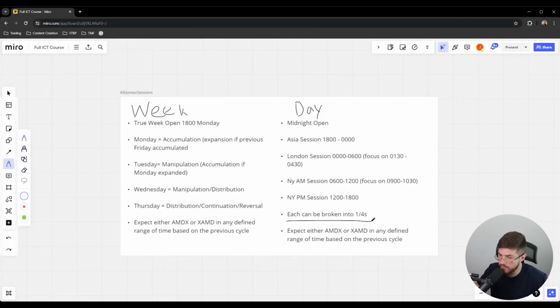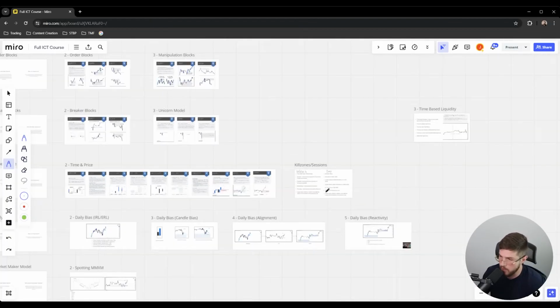Now, you can break all of these sessions down into fours as well. For example, you could go 6 to 7:30, 7:30 to 9, 9 to 10:30, 10:30 to 12. And that's why I say to focus on 9 to 10:30, because you're going to be trading the likely distribution. And that's my favorite time to trade. I'd rather wait until the market has already got the manipulation out of the way and is moving in my direction, and I get higher probability results that way.